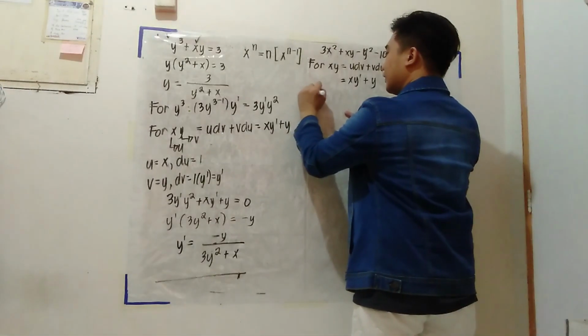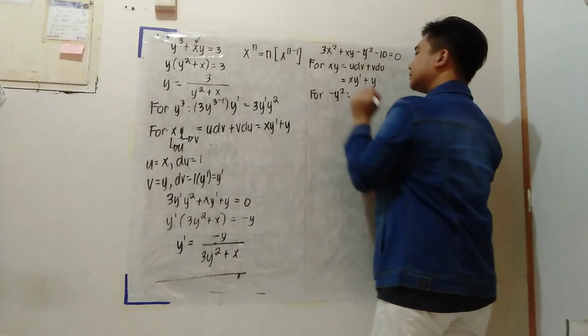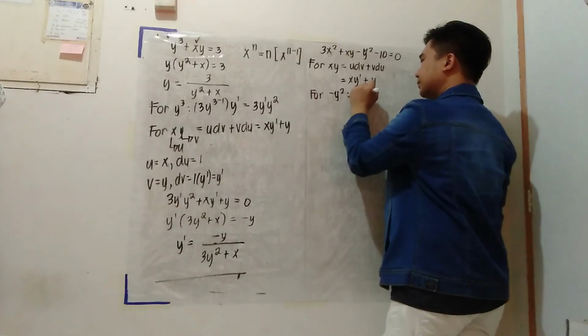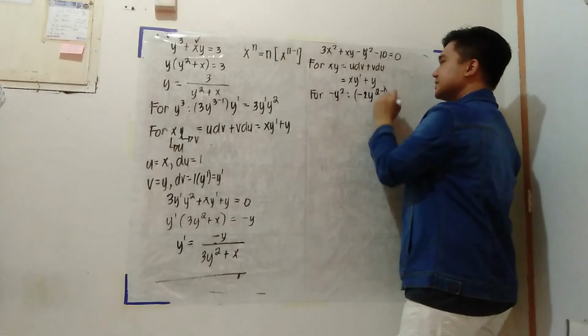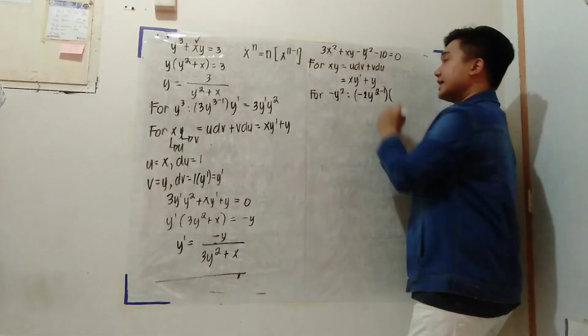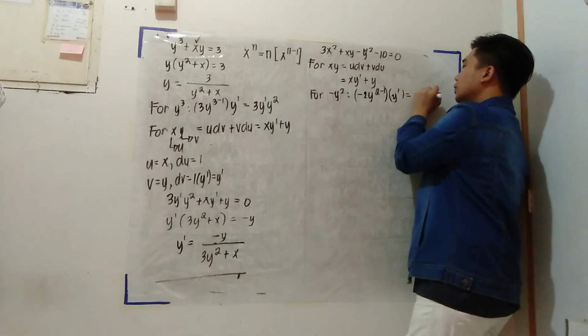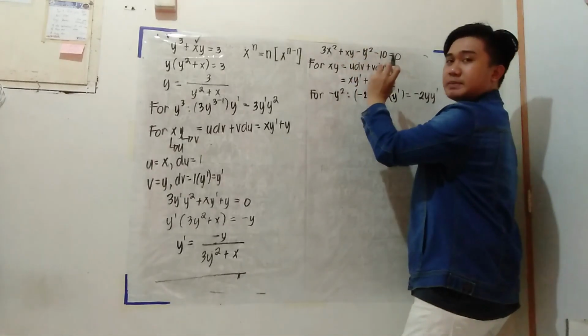And then, for negative y squared. So, ano mangyayari? Bababa si 2. So, negative 2y, 2 minus 1, times dinerivative ko si y, lagyan ko ng y prime. So, this is equal to negative 2y y prime. And then, pwede ko lang pagsamahin.